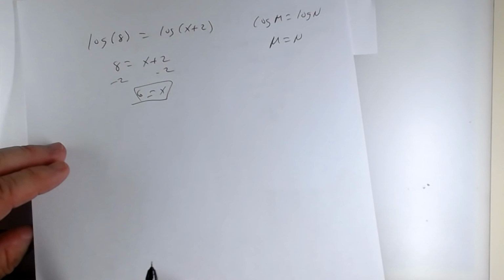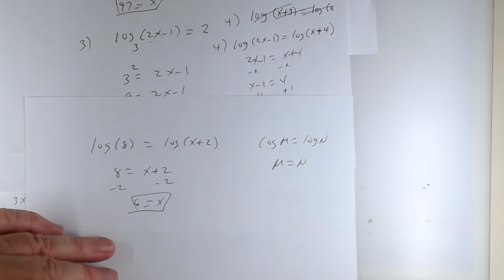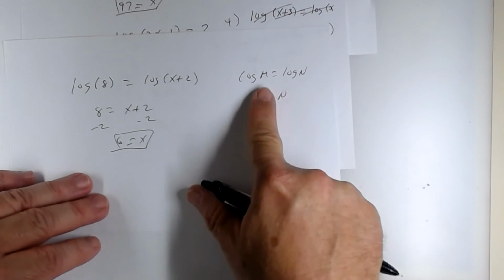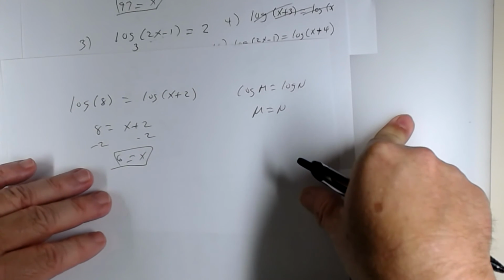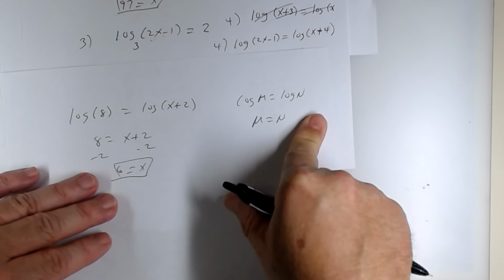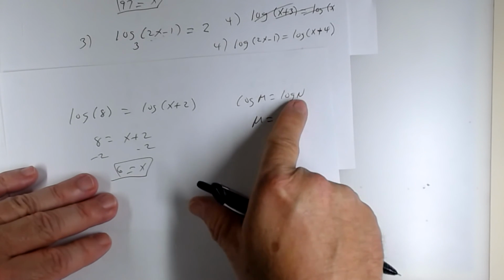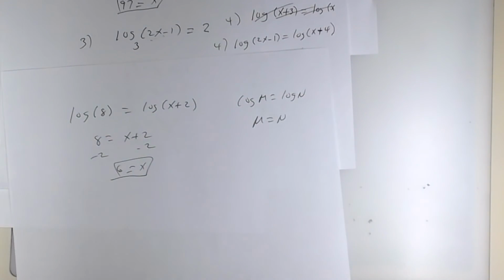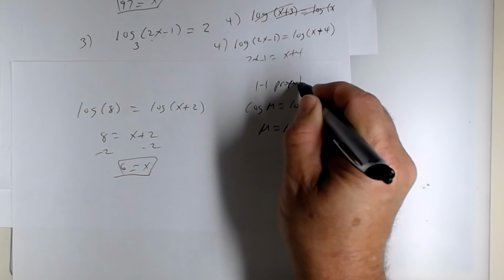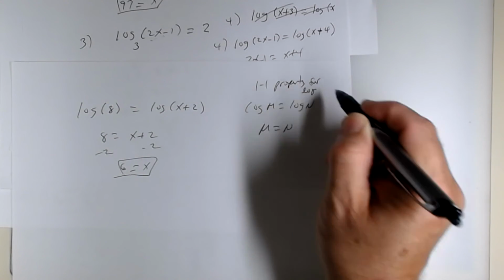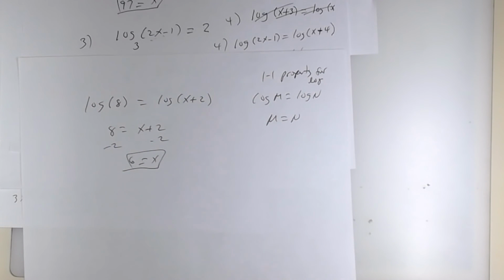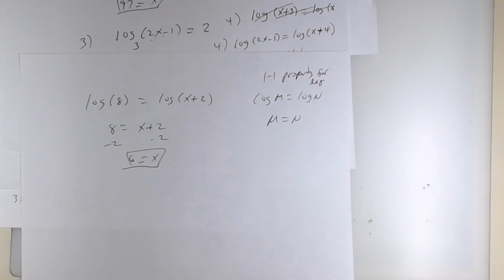Now, a certain property: the log of m equals the log of n. It's the 1-to-1 property. The earlier one we used was called the 1-to-1 property for exponents. This is the 1-to-1 property for logarithms. So if you have two logs equal to each other, then the arguments have to be the same. So m must equal n.